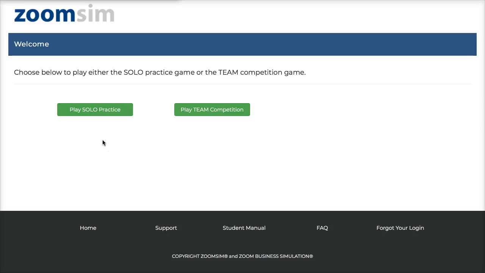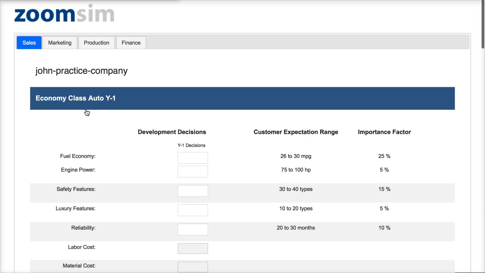After you log into the simulation, you want to click on Play Solo Practice, because you have to complete all 6 rounds of the solo practice. Here you'll see your name and it'll say Practice Company, and you'll be starting in year 1 or Y1.